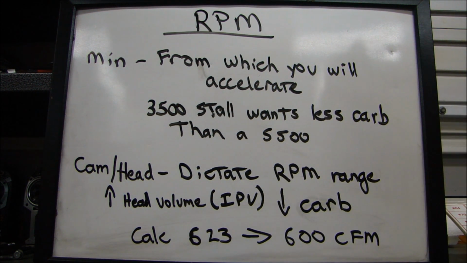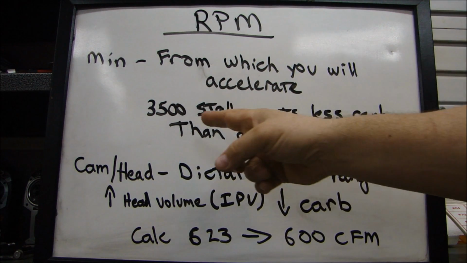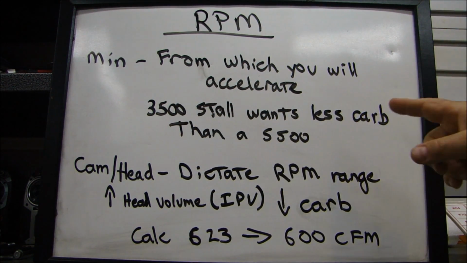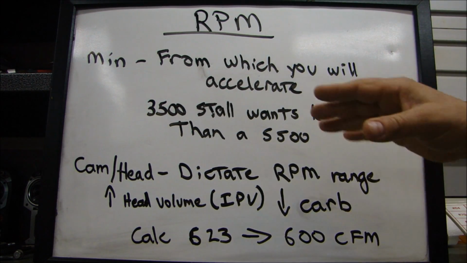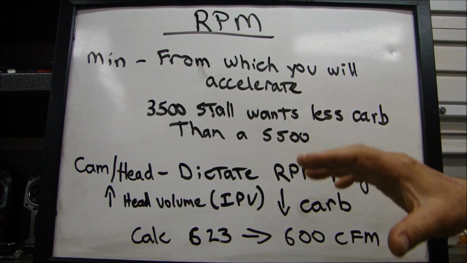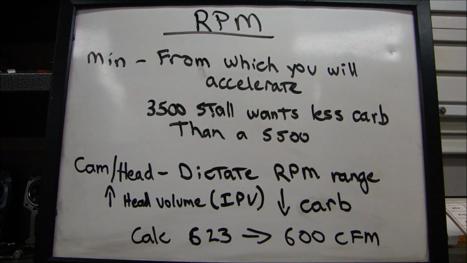If you're going to put in a stall converter, for example a 3500 stall converter, it wants a smaller carb than a 5500 stall converter. So based on your minimum RPM and a stall converter, that can also affect the size of carburetor you choose.